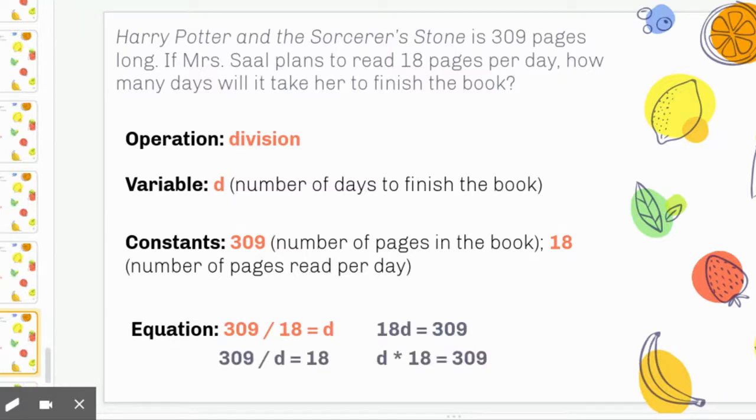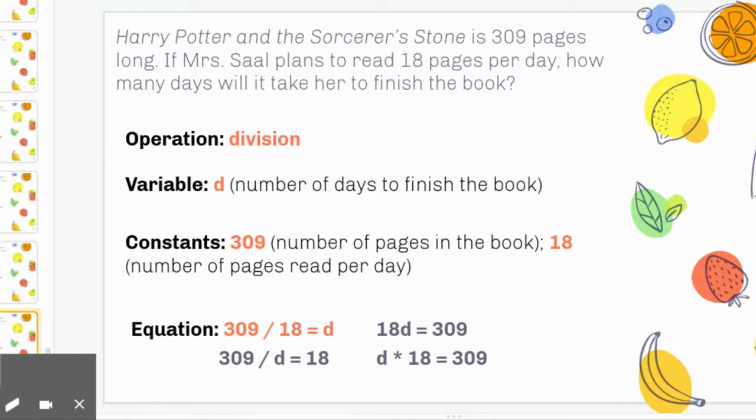I think that the 2 division equations really are the best ones here. 309 divided by 18 equals D, or 309 divided by D, which is the number of days to finish the book, equals 18. Either of those are really correct. And the other 2 equations, the 2 multiplication equations, are also correct. You're taking 18 and multiplying it by the number of days, and you should get 309, or D times 18 equals 309.